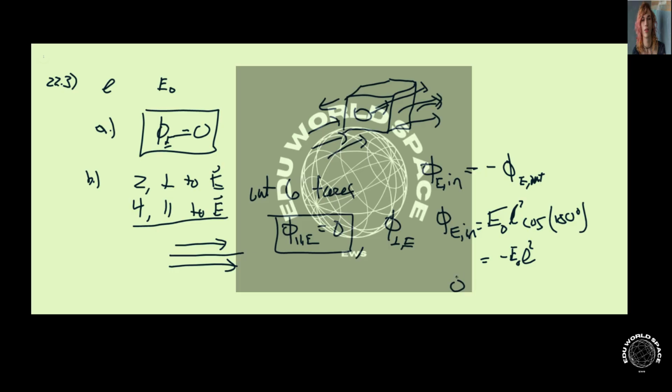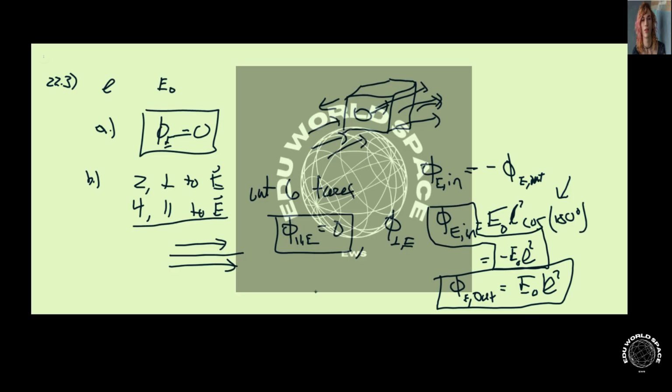Based on our relation above, we know that the electric flux on the out face must be the opposite of this, or E naught L squared, which we also would have seen because theta would have been 0 degrees, and the cosine of 0 degrees is +1. So it all checks out. There's the one face, here's the other face, and all the other 4 are 0. Awesome.